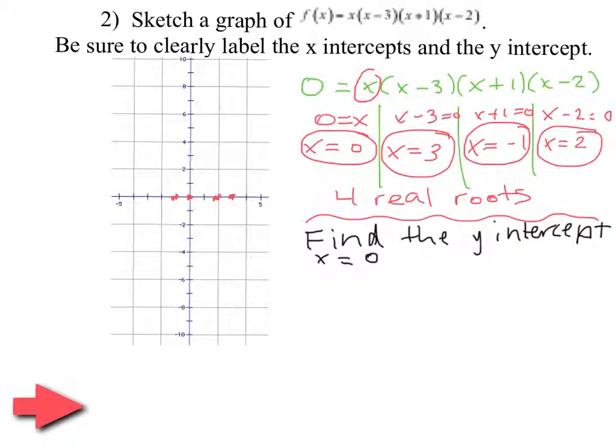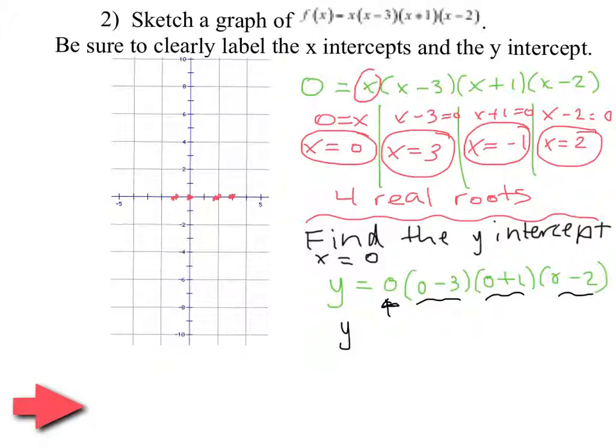Next, we're going to find the y-intercept. So we're going to let x equals 0, and we're going to plug in 0 for all the x's in the equation. So that would result in y equals 0 times 0 minus 3 times 0 plus 1 times 0 minus 2. Well, it doesn't matter what these are here, because as you can see, everything is in the end going to be multiplied by 0, so that would result in y equals 0. So that is a y-intercept. So we have an x and y-intercept at the same point, 0, 0.